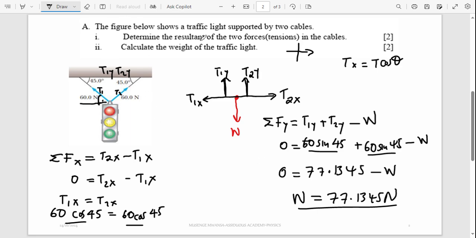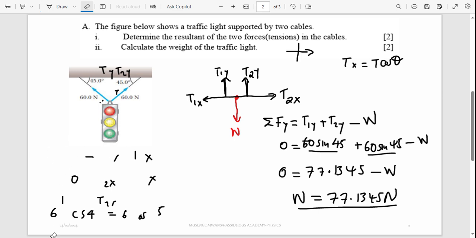The first part was saying determine the resultant of the two forces or tensions in the cables. So the resultant of the two tensions, how do you find the resultant? You need to add the x components alone and the y components alone. That will give you the resultant. So let's go and do that. I started by answering the second part of the question. That is how you answer it.